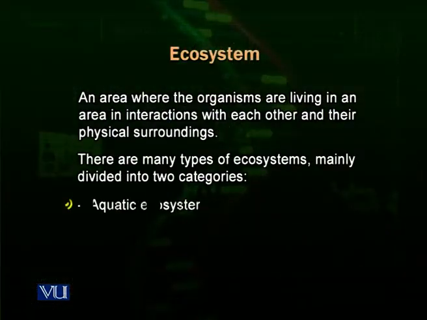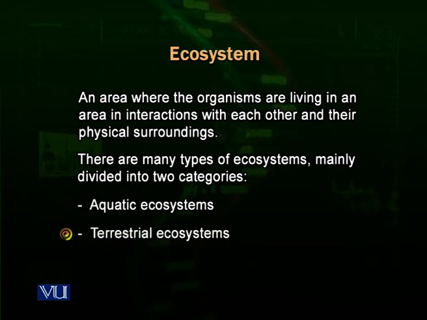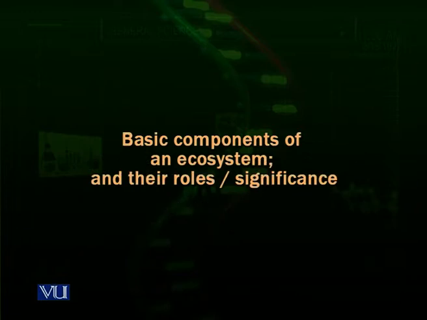As we know, land is also diverse. We have different types of land: mountains, valleys, deserts, and those areas which are covered with snow all the year, like the Arctic area and so on. So, terrestrial ecosystems are also very diverse in their forms. If we broadly divide ecosystems, we can divide them into two categories: aquatic, present in water, and terrestrial, present on land. Now, we are going to talk about the basic components of an ecosystem.